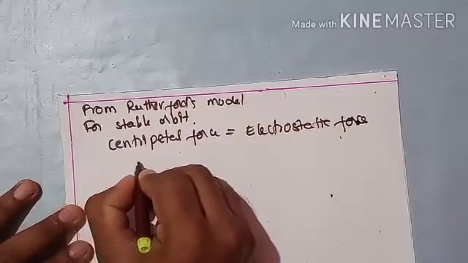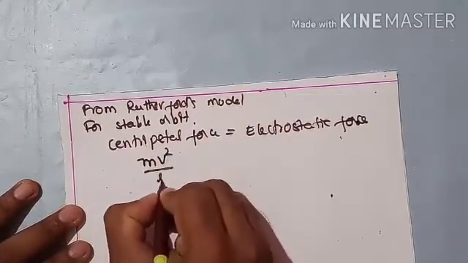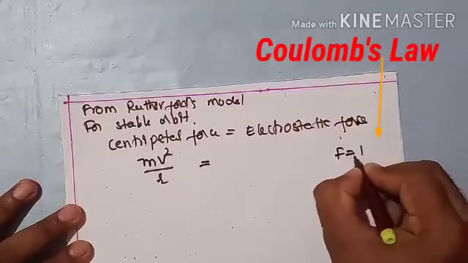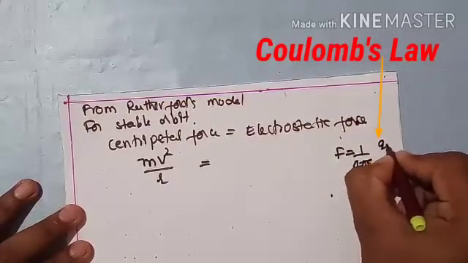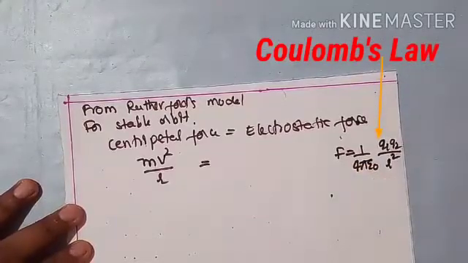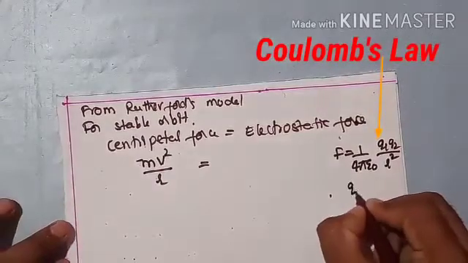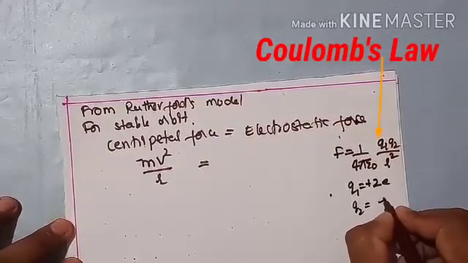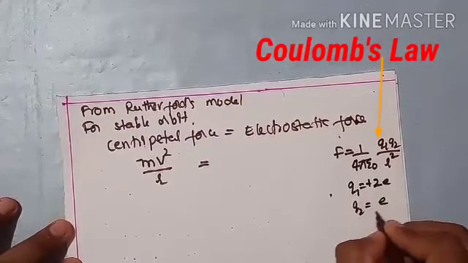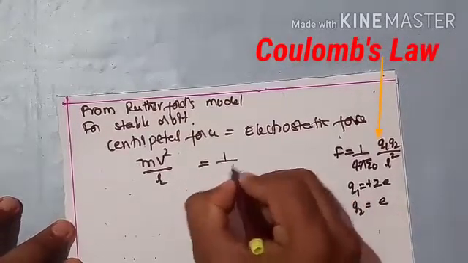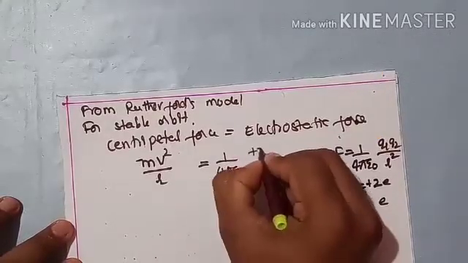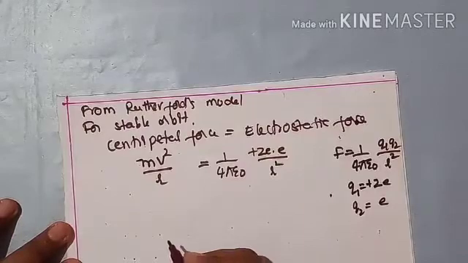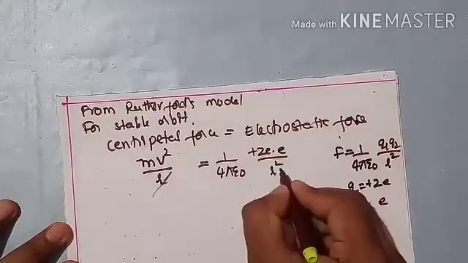What is the expression for centripetal force? It is mv square divided by r. And the electrostatic force is nothing but the Coulomb force: F is equal to 1 divided by 4 pi epsilon naught, Q1 Q2 divided by r square. Here Q1 is the charge on the nucleus, that is plus Ze, and Q2 is the charge on the electron. Taking only the magnitudes, Q1 Q2 is Ze into e. Therefore it is 1 divided by 4 pi epsilon naught, Ze into e divided by r square. Now here you can cancel one r.